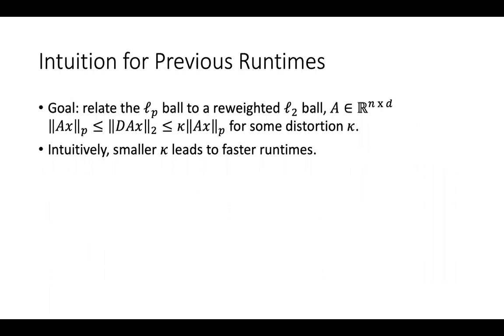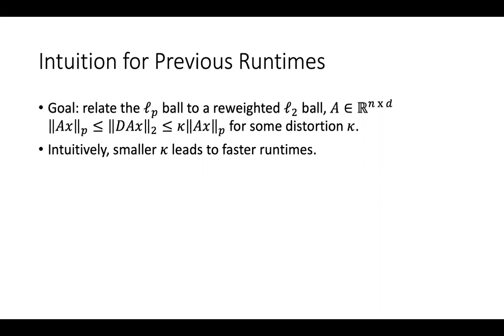So let me give some intuition for the previous runtimes for LP regression and how we get a runtime that looks like d to the 1/3. The intuition I want to give is that we want to solve LP norm regression, and we want to reduce it to solving linear systems. Linear systems are L2 regression. So we want to somehow relate the geometry of the LP norm ball to the L2 norm ball.